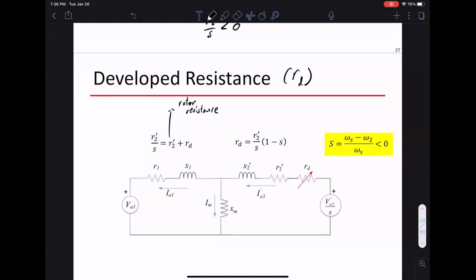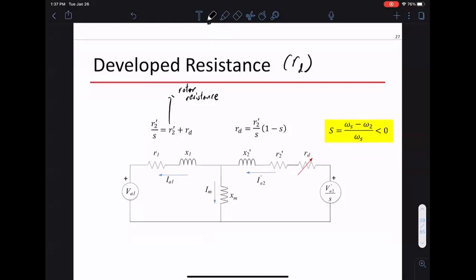So looking at this picture, let's do a sanity check. What happens when S is 0? Is it true I generate 0 power out of the circuit? So if S is 0, what's RD?